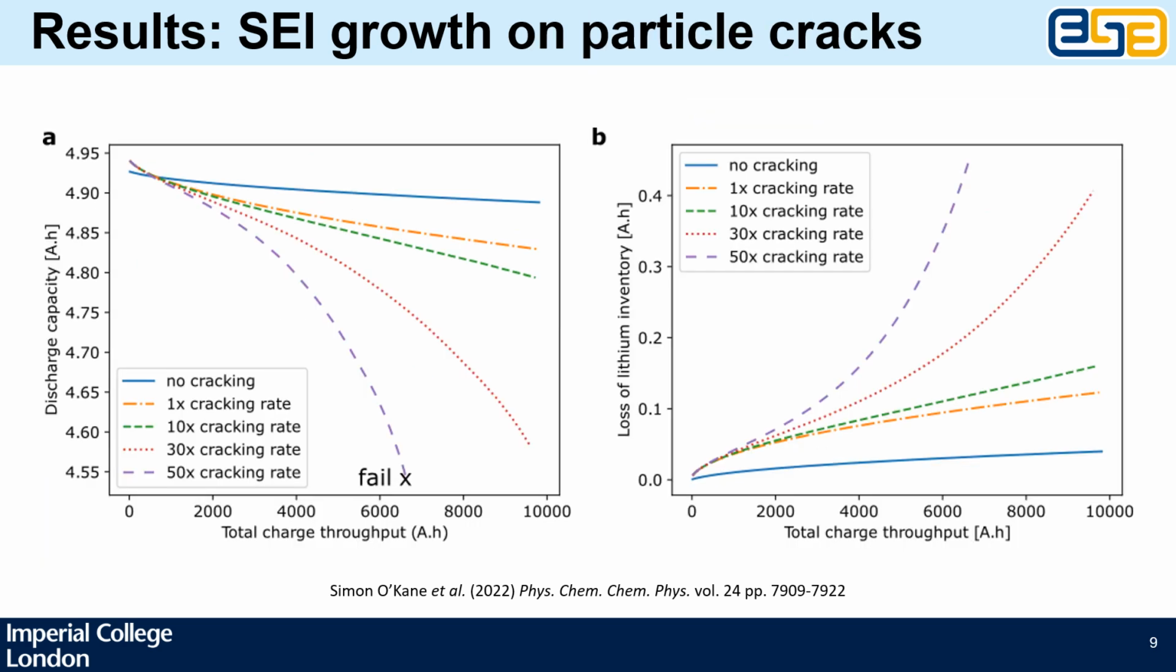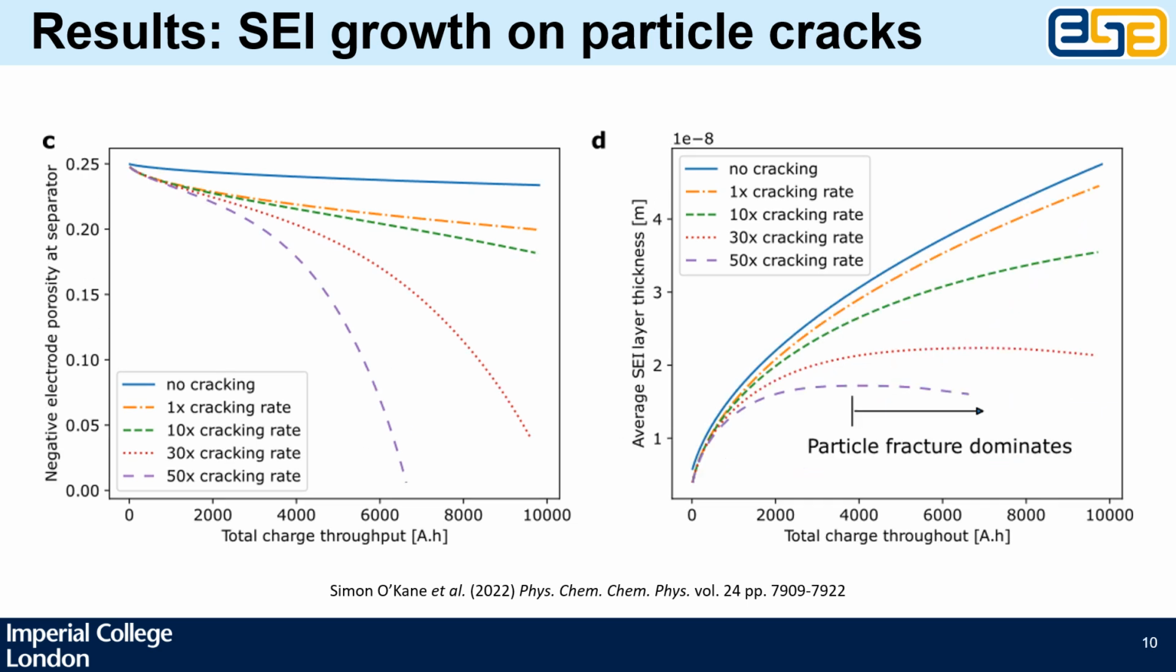Next, we've turned off the plating, turned on particle cracking, and gone back to 25-degree cycling. And what happens is you see exactly the sort of cliff edge failure that I showed you earlier for the higher cracking rates. The higher the cracking rate, the sooner it occurs. On the left is capacity, on the right is the loss of lithium inventory, and the loss of lithium inventory just skyrocketed. Why is it skyrocketing?